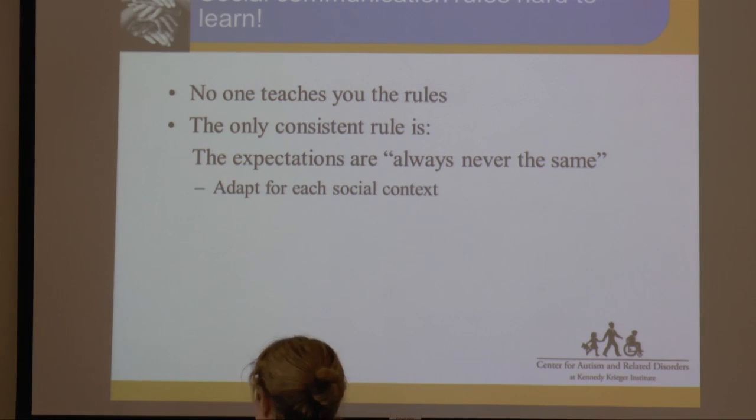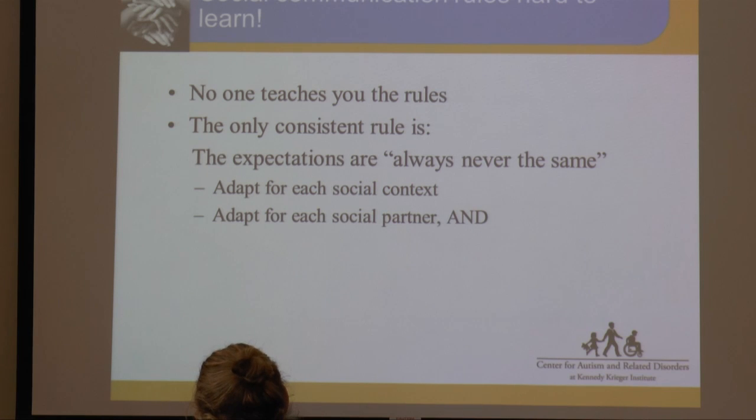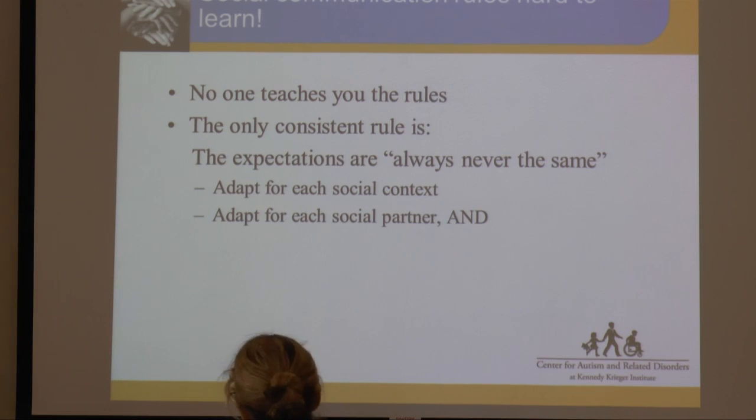So you have to adapt for each social context that you're in. The rules for school are different from the rules for home, which are different from the rules for a restaurant or the library or an elevator, and on and on and on. You have to adapt for each particular person that you're interacting with. So my experiences with one person are different from my experiences with another person, and each time I'm going to have to share different information with them. So I'm going to have to adjust based on that.